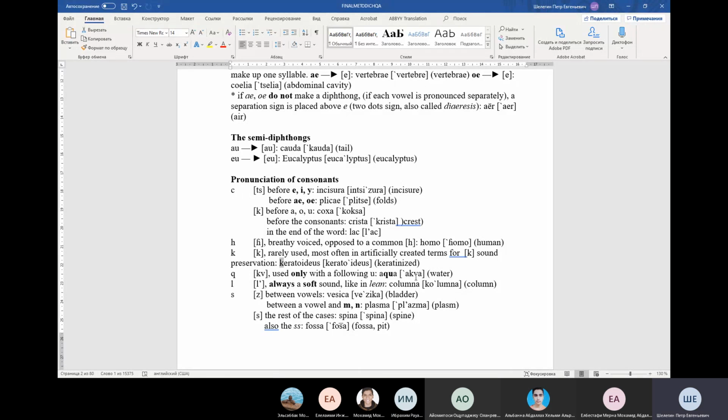Then comes the full and the deaf sounds of S, z and s. And the rules are the following. The z is read between the vowels, like in vesica. Vesica. Or in the position between a vowel and one of the sonorant consonants, M or N. The plasm, in Latin, will sound like plasma. Plasma.